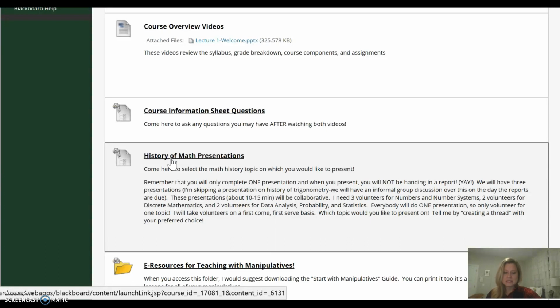Remember, there's only one presentation for each topic, so if there's one you really like, you better let me know right away. But for the first one, there can be 3 people that complete that presentation. That means less work for whoever the 3 volunteers are. Then 2 for discrete math, then 2 for data analysis, probability, and statistics.